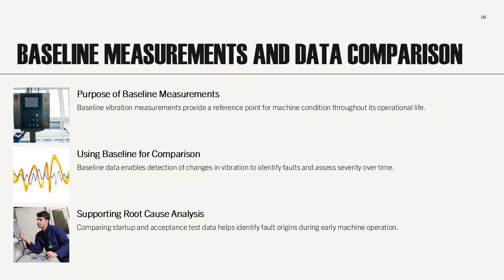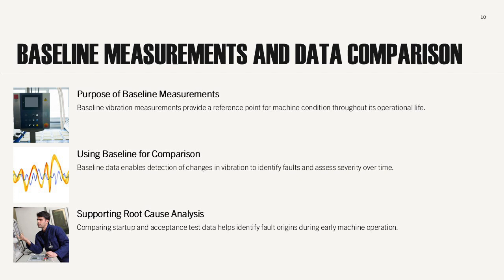Baseline vibration measurements are a key output of acceptance testing and serve as a reference point for the entire operational life of the machine. These measurements are typically collected during the final acceptance test, either at the supplier's facility or at the plant site after installation and startup. Baseline data should include overall vibration levels, spectral data, and phase measurements where applicable. The value of baseline data lies in its use for future comparison.